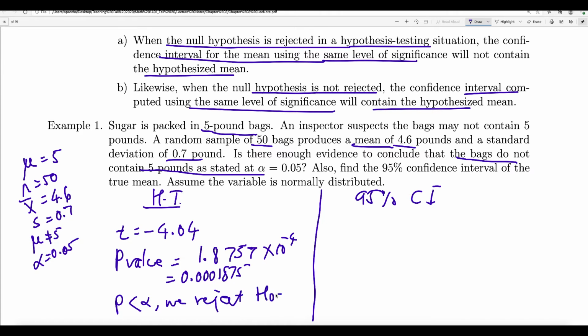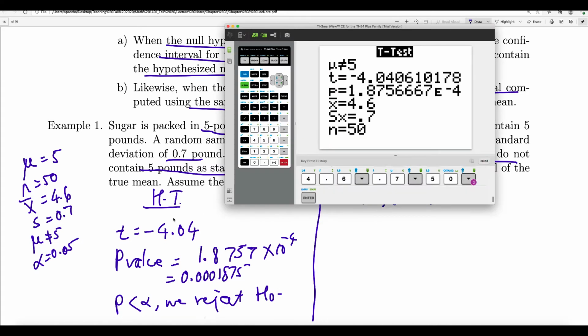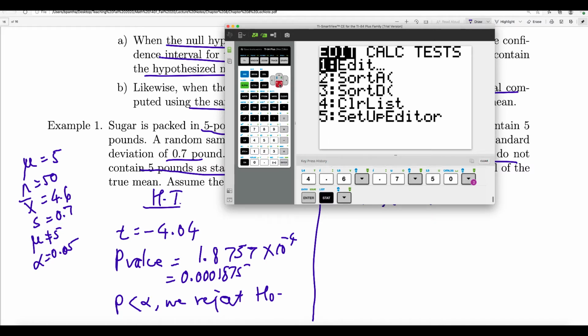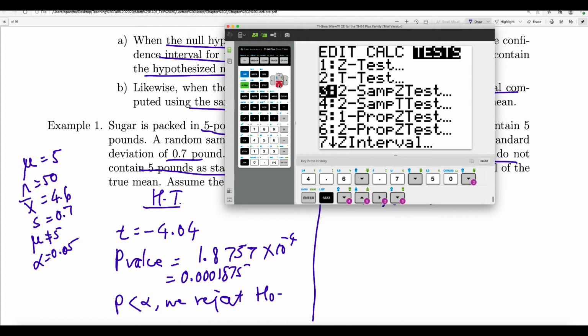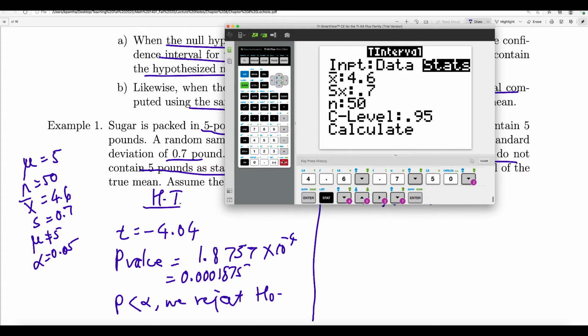Okay, let us find out the 95% confidence interval for that. Do you remember how we do that using the calculator? We go to stat, test, and then t interval, because it is a t-test, so t interval, right? Because we don't have sigma given. Oops, sorry. So we need to go to calc and then test, and you will go to t interval. Okay, number 8, I guess. Yes, t interval. Hit enter, and we have a start.